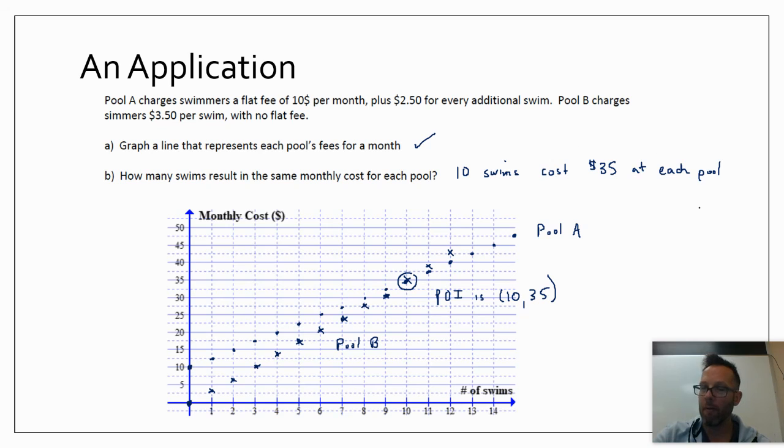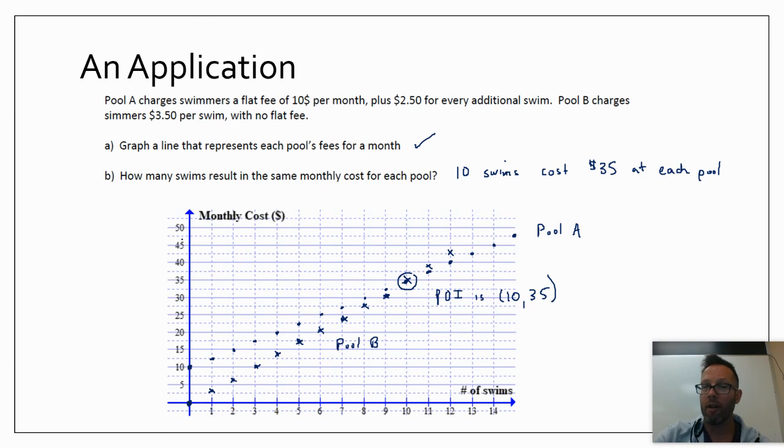So you guys did problems like this in grade 9, and then you would say, well, if you were only going to swim less than 10 times, you would choose pool B because it's going to cost less. If you're going to swim more than 10 times, choose pool A. Pool A gets cheaper. But if you're going to swim exactly 10 times, it doesn't matter.